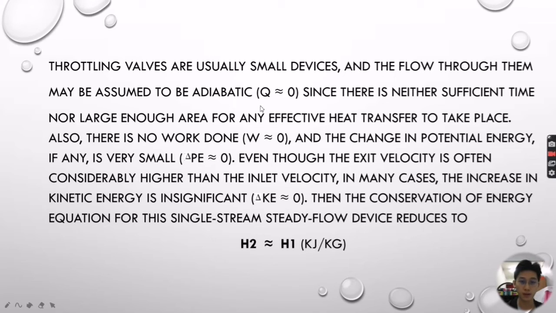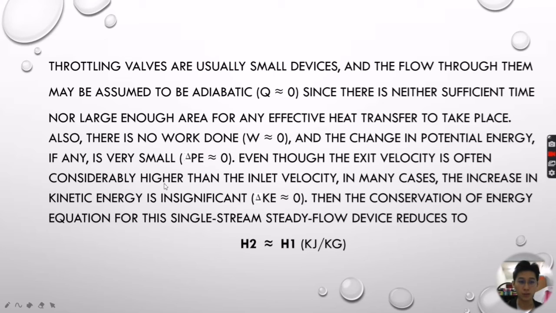Throttling valves are usually small devices, and the flow through them may be assumed to be adiabatic, Q equal to 0, since there is neither sufficient time nor large enough area for any effective heat transfer to take place. Also, there's no work done, W equal to 0, and the change in potential energy, if any, is very small. The change of PE equals 0.